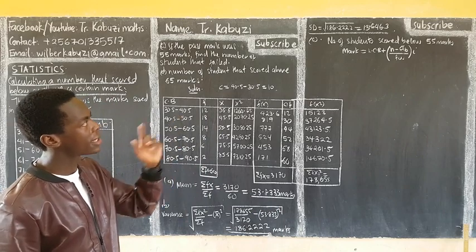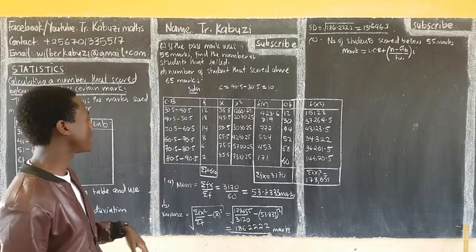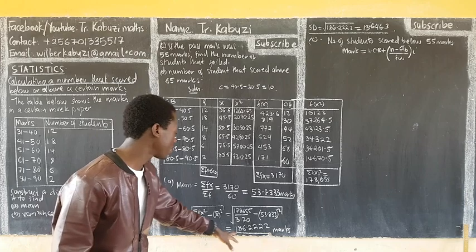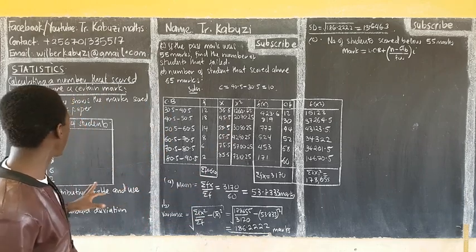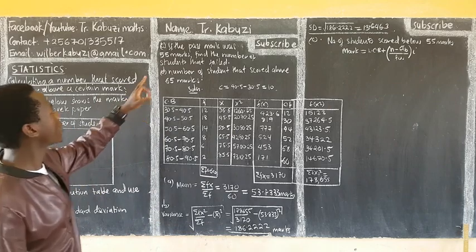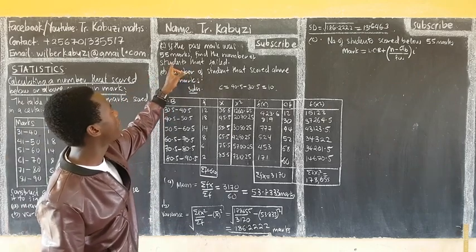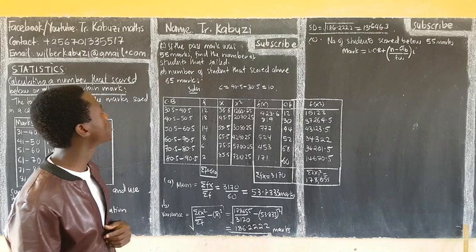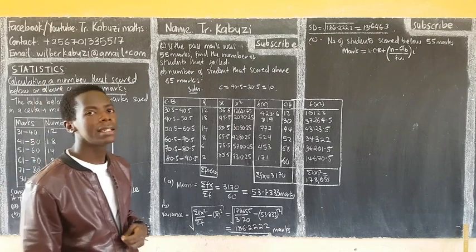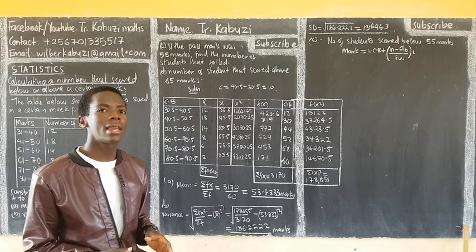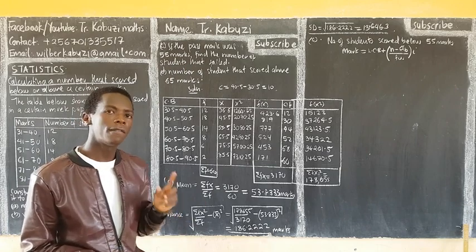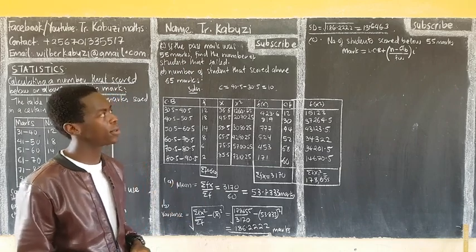Now, our focus. Standard deviation is the square root of variance. The square root of this is what we have there. Now, let us focus on how we get the number. So if the pass mark was 55 marks, find the number of students that failed. It means those who failed to hit the pass mark, who scored below 55, or from 54 down to 0.